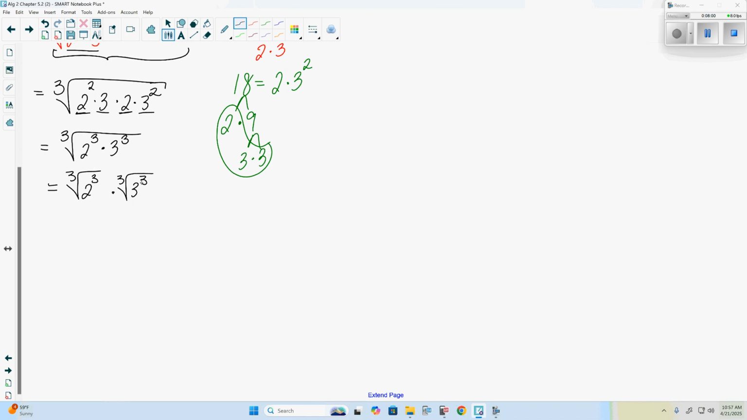Just as we put it together, we could split it back apart, telling us that the cubed root of 2 cubed, well, our cubed root and third power would cancel, giving us 2. The same thing would happen with 3, giving us 3. I think we could also see from our cubed root of 2 to the third times 3 to the third, each one of those roots in that third power would simplify. And what is 2 times 3?